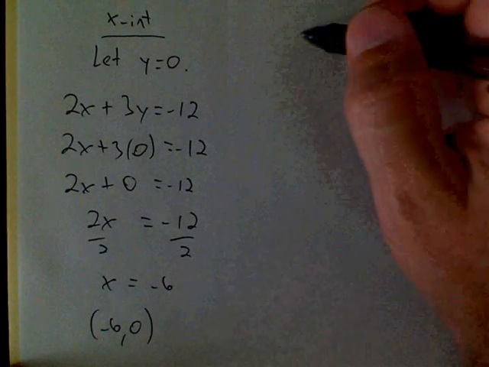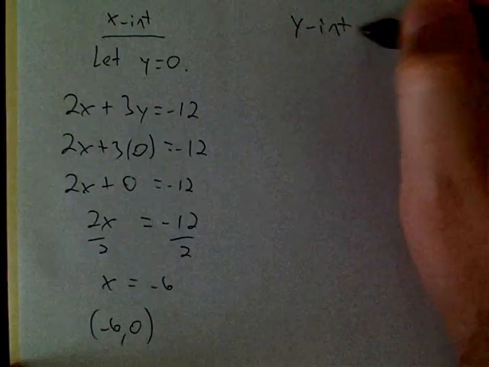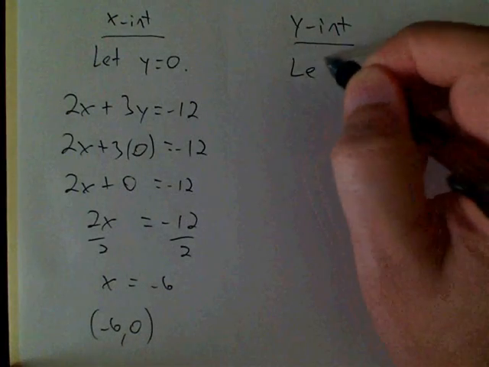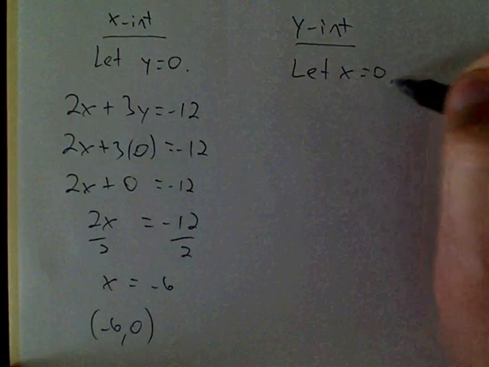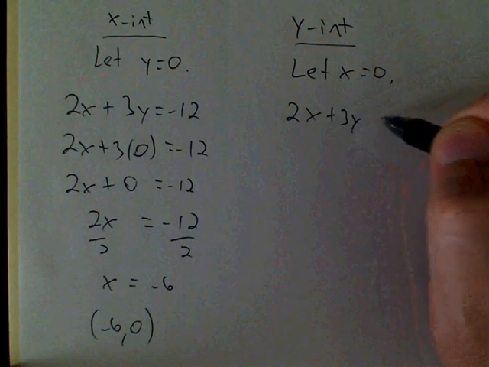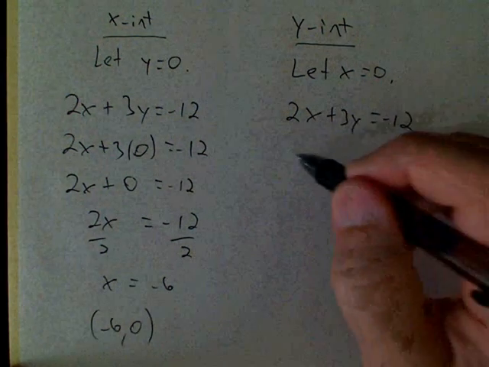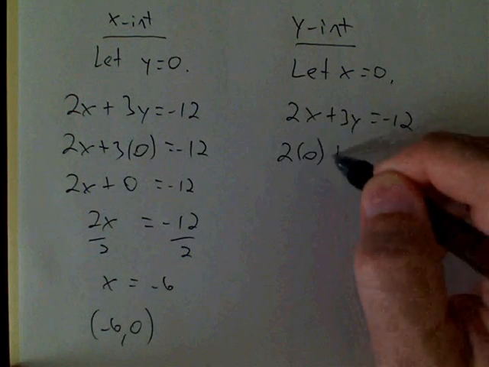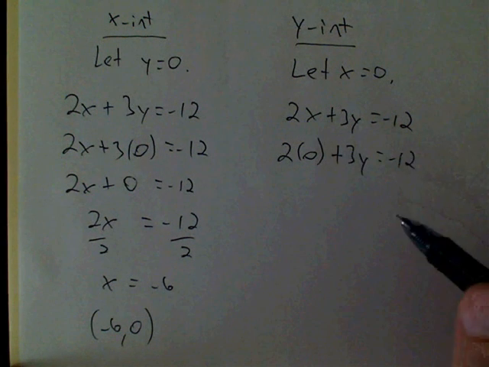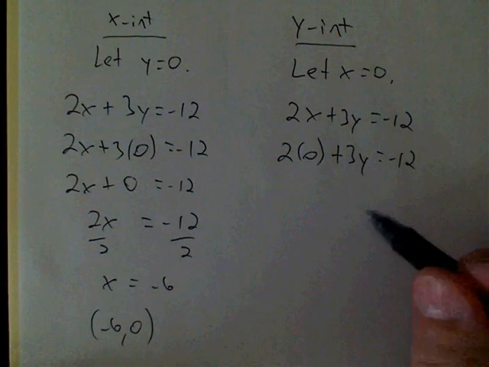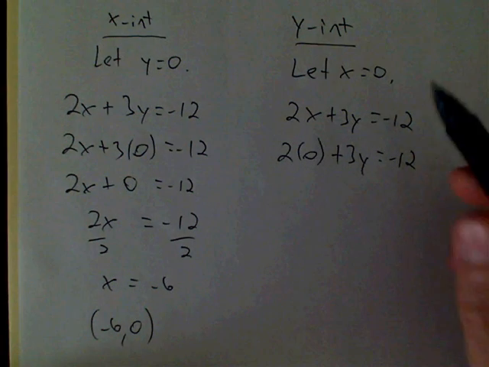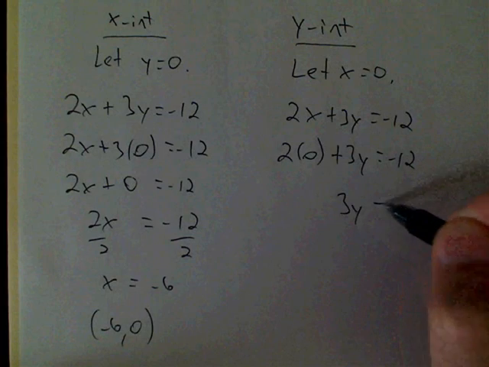Now for the y-intercept, we want to know what y is, so we're going to let x equal 0. So let's take our original equation. Everywhere we have an x, we're going to replace it with a 0. Solve for y. Now hopefully you'll come to a point where you'll see what's going on. You can bypass some steps. 2 times 0 is 0. 0 plus anything is that anything, so it just leaves 3y.